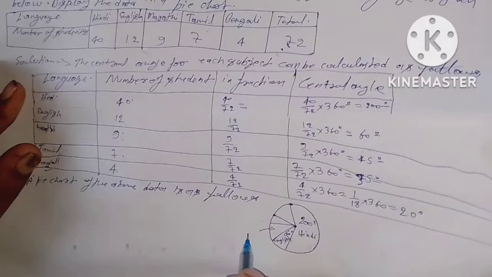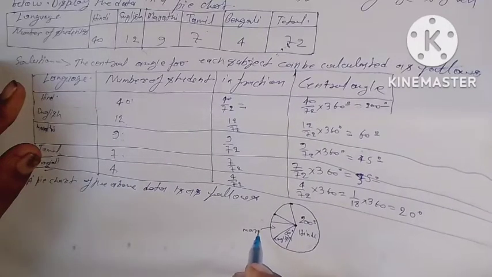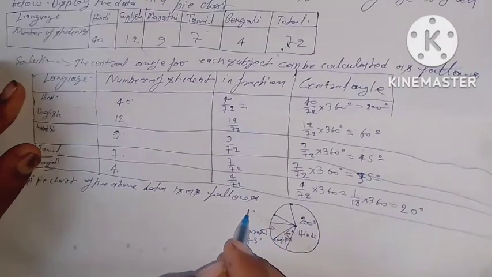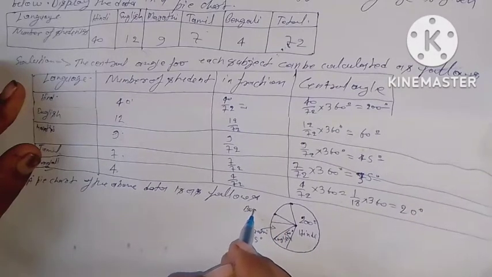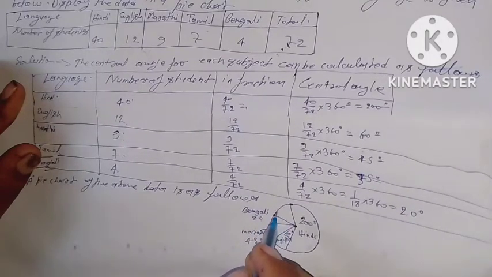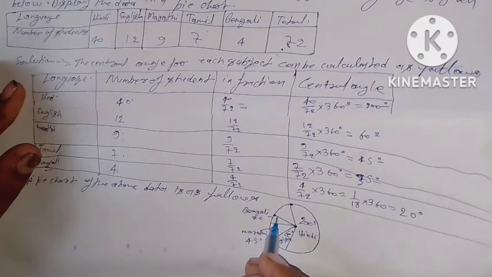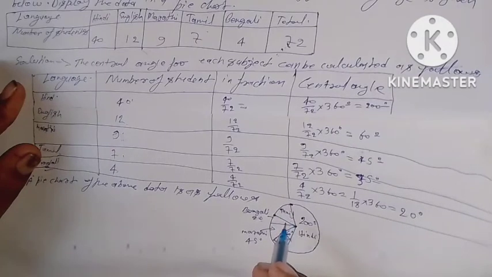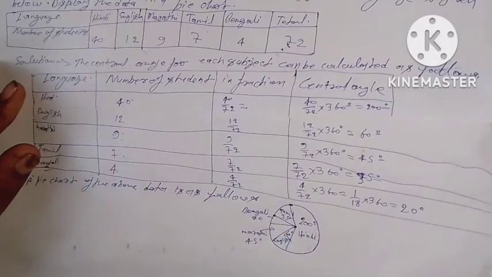Marathi 45 degree, and Bengali 20 degree, Bengali 20 degree, and Tamil 35 degree. Okay, totally general.